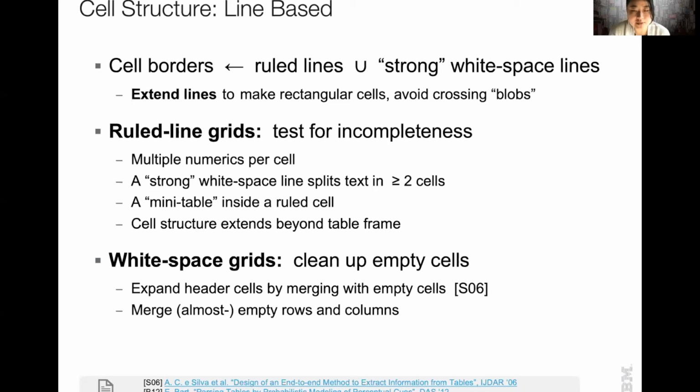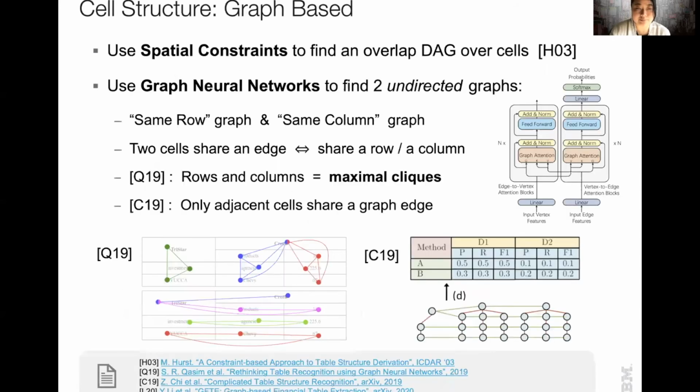And for white space grids, you'll want to clean up empty cells. This may mean expanding header cells to merge with empty cells. So a certain header cell may be hierarchical and have a relationship with multiple cells below it. And you may also want to merge almost empty rows and columns. So these are all post-processing tricks that can help improve the final output of the structure.